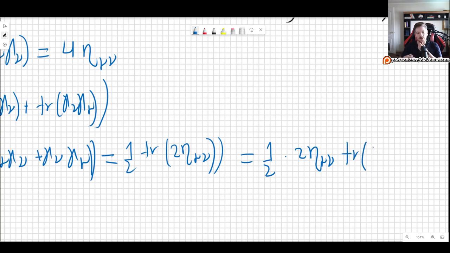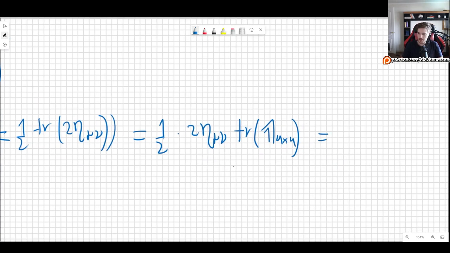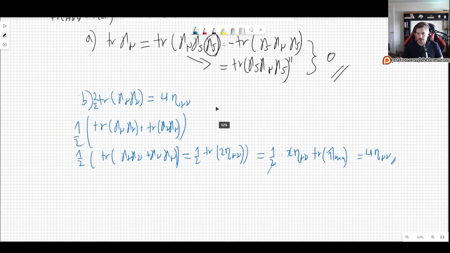Keep in mind, we are in 4x4 dimensions all the time. We are just not always writing it down because we would have to write it down every single time. But every multiplication here has an implicit 4x4 unity matrix. So in the end, we are left with the trace of the 4x4 unity matrix. But what is the trace of the 4x4 unity matrix? It is 4 because you're adding up 1, 1, 1, and 1. So we get, well, these twos cancel out, and we get 4 eta mu nu, which is exactly what we wanted. Okay, so there we go.